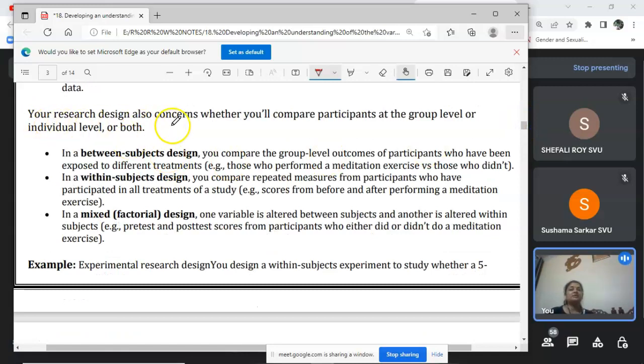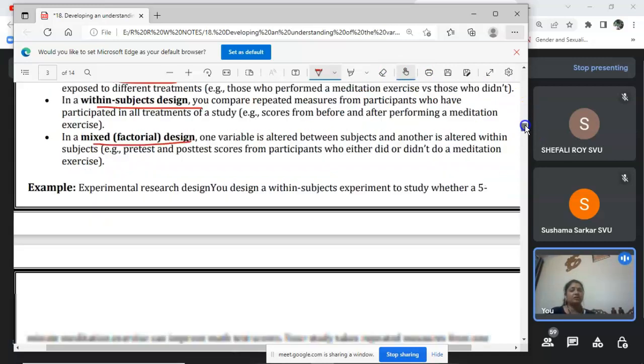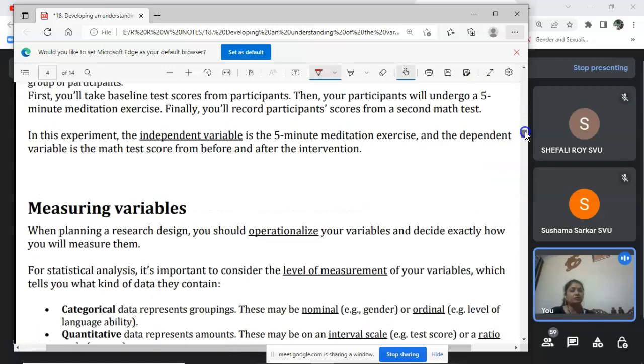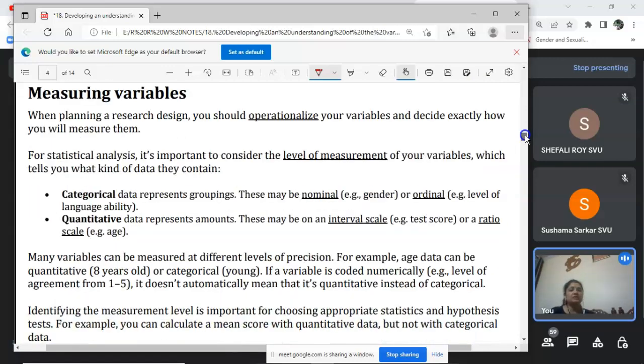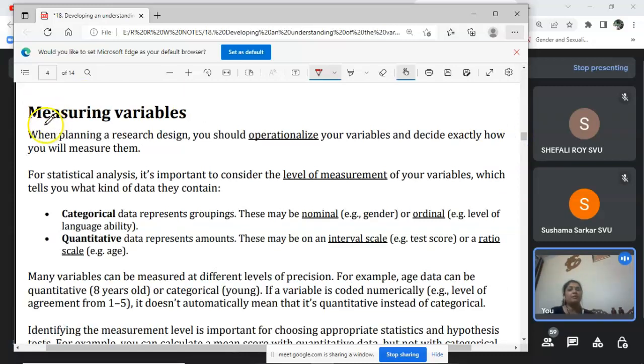Then your research design also concerns whether you will compare participants on a group level or individual level. In what way will you compare them? So a between subject design, within subject design or a mixed design, you have to create all these things, because that depends on your data. Whether it is qualitative data or quantitative data, only then can you decide in which way you have to go. This is the third step and a very important one, that is measuring variables.